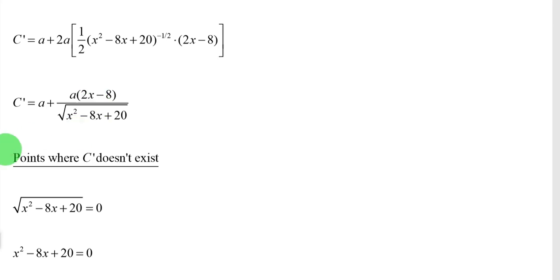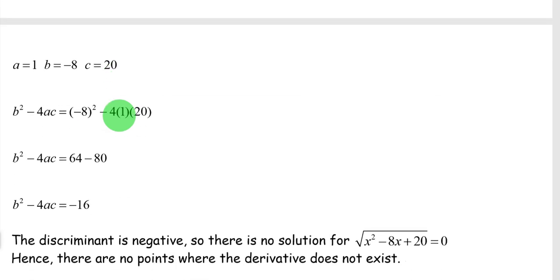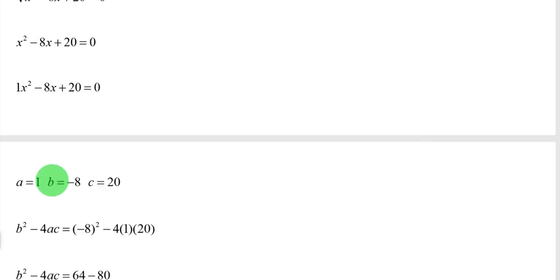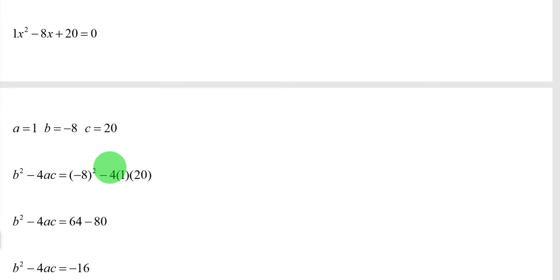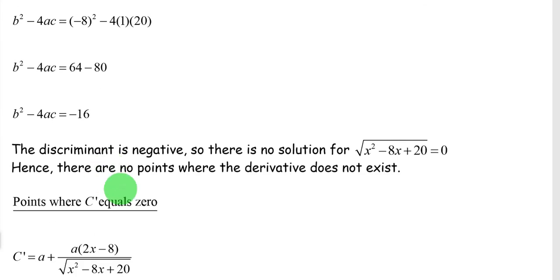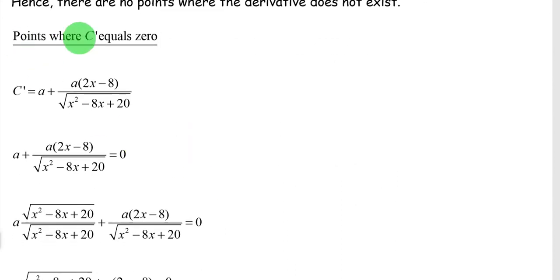But anyways, so where does C not exist? Wherever the bottom equals 0. Now I'm not going to spend too much time on this, but it will never equal 0, okay? If you set just what's inside the radical equal to 0, you get a negative discriminant, which means it can never equal 0. It's always positive. So there are no points where the derivative doesn't exist, but we can figure out where that equals 0 by setting this entire thing equal to 0.